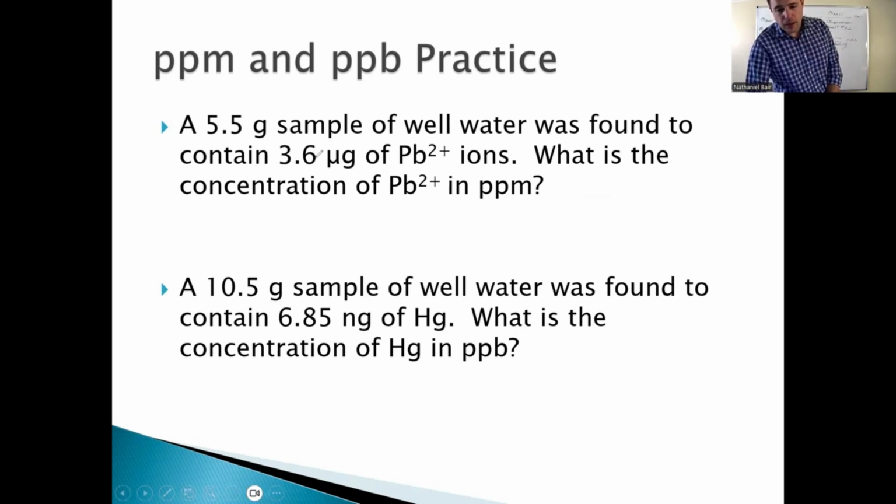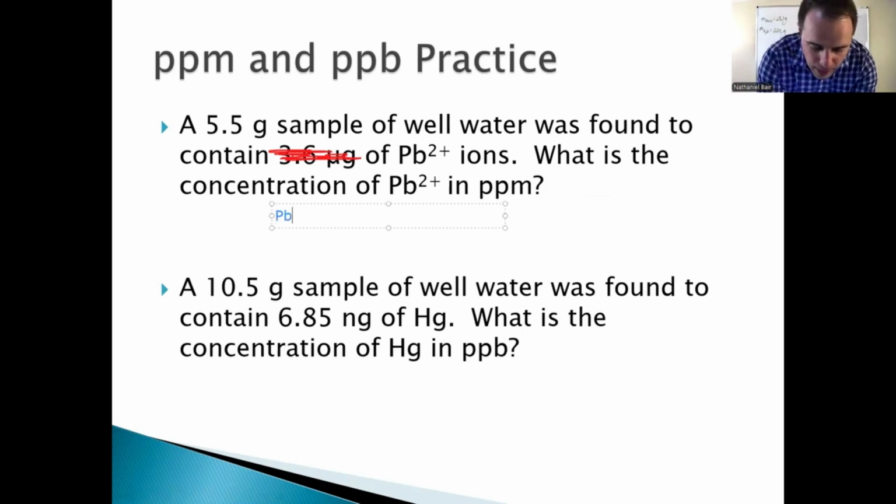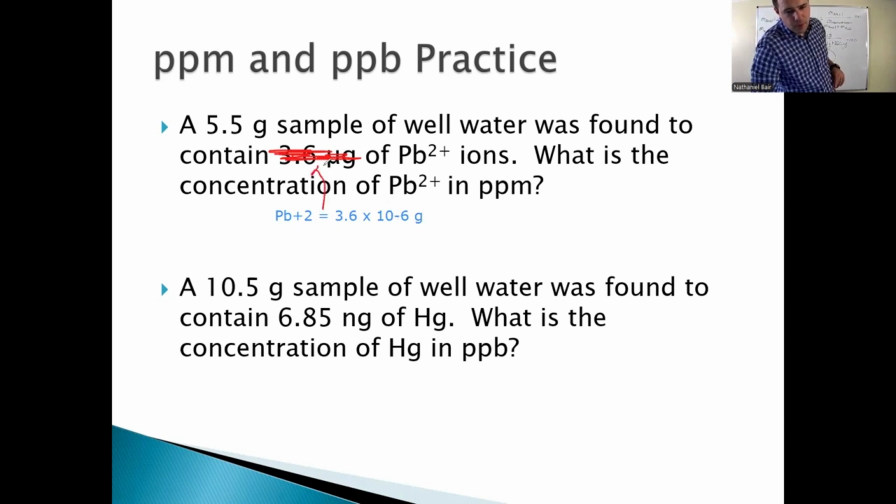Okay, let me change this a little bit. Instead of that, because I have it in micrograms, which is already making it super easy for you, let's say the lead plus 2 ion mass is 3.6 times 10 to the negative 6 grams, which is what micrograms would be. So we're going to pop that in here instead of the 3.6 micrograms.